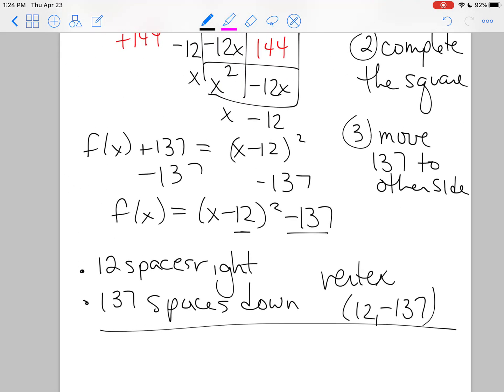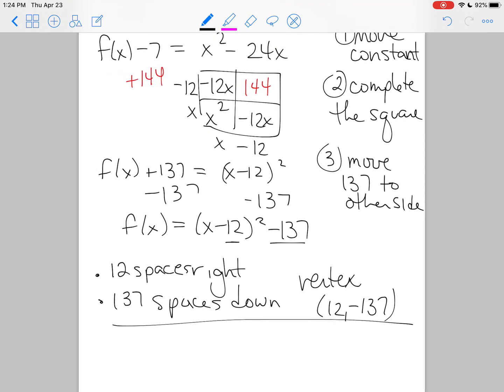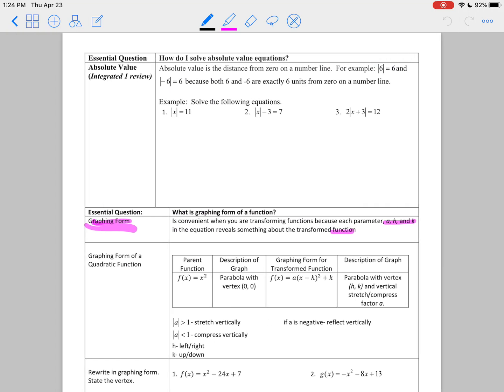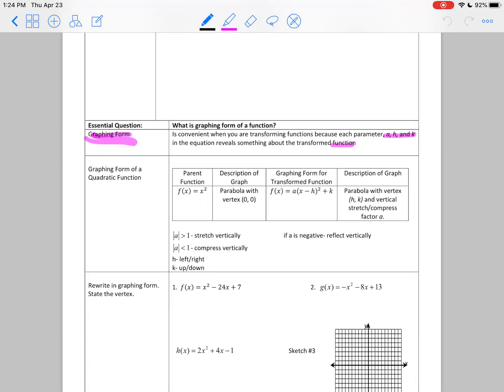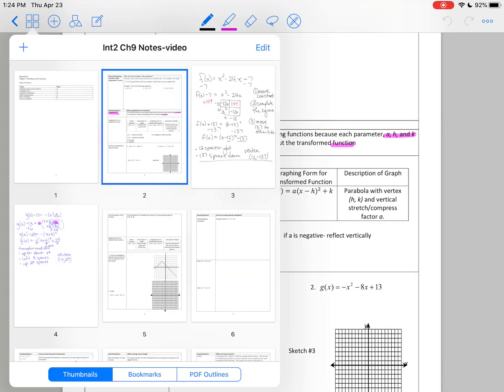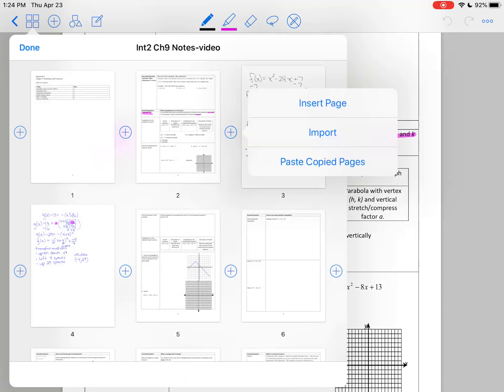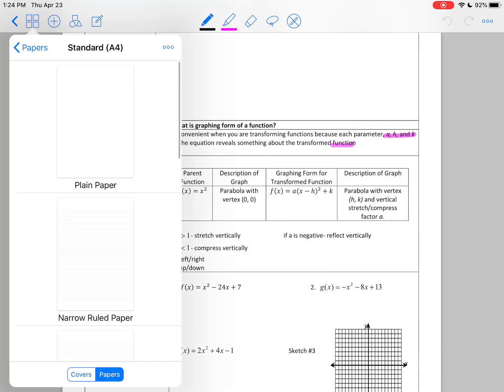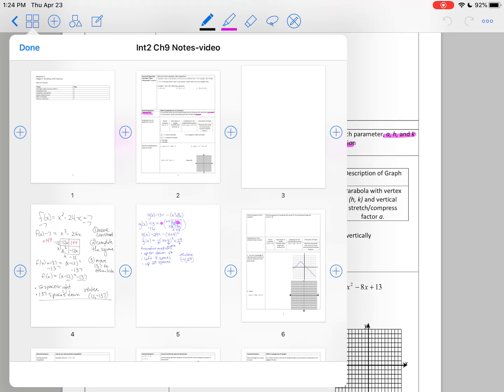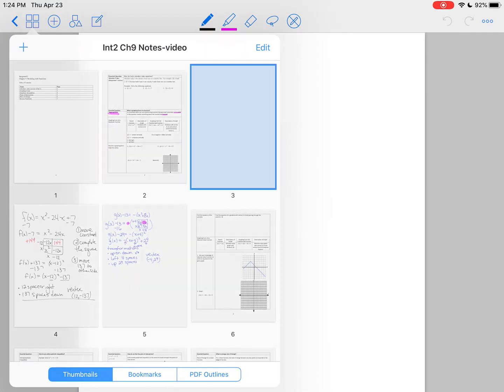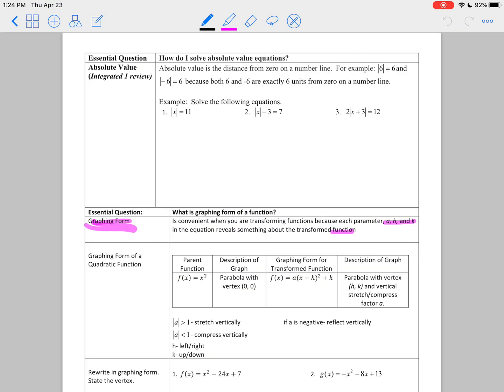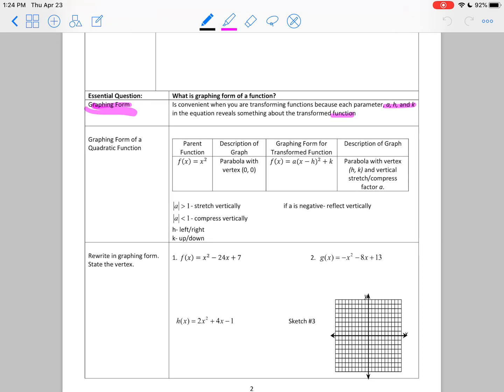Let me see how much space we have. We don't have much space for the next one. All right. I'm going to add another page. And our next one is g of x equals negative x squared minus 8x plus 13.